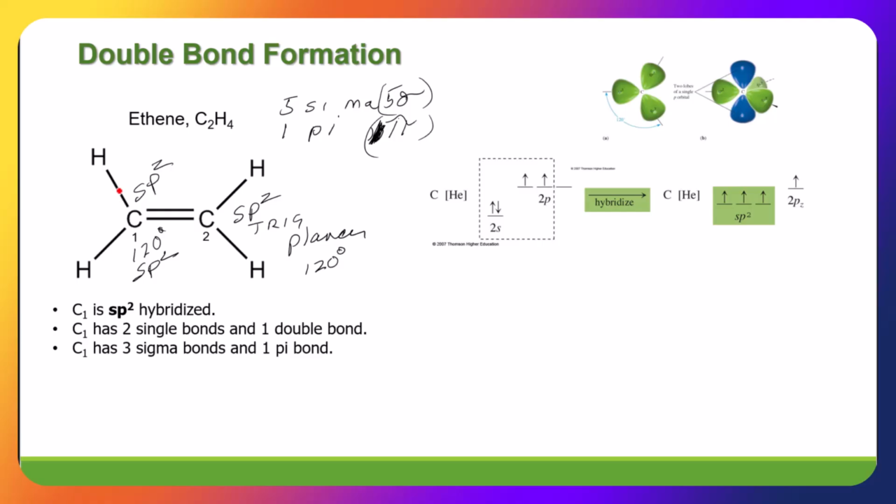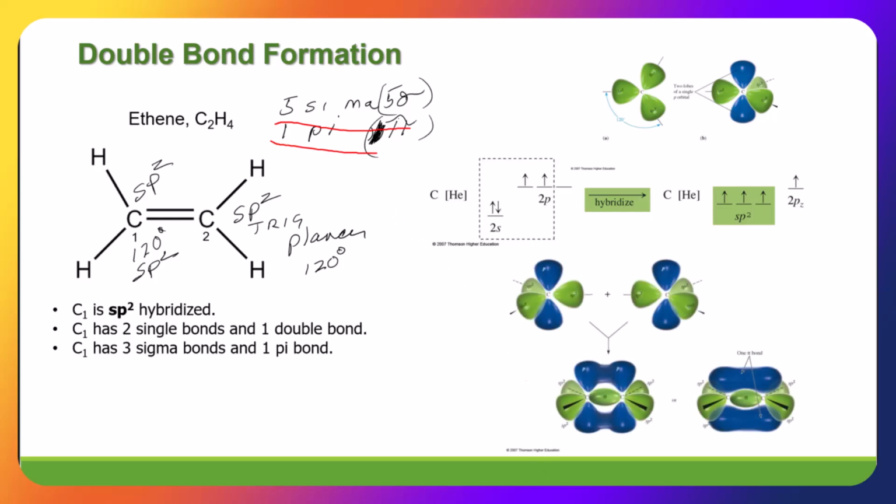Let's go ahead and count up the sigma and pi bonds. I have 1, 2, 3, 4, 5 sigma and 1 pi bond. So just count every single bond. That gives you the sigma, 1, 2, 3, 4, 5. That gives you your sigma bonds, 5 sigma. And then the double bond gives you your 1 pi bond.